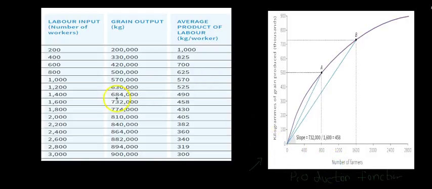So on your left there is a table that actually tells you how inputs are used to produce the output. So labor is your input and their number of workers such as 200, and the output is grain and it is 200,000 kgs. And average productivity of labor, as we talked, is just the average of the output divided by input, and that is 1000 in this.